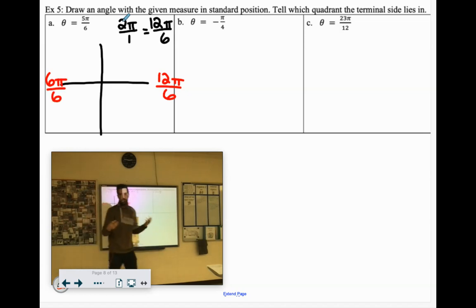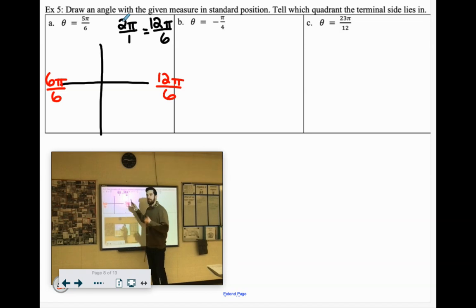Right? And I know that these can all be reduced, right? 12 pi over 6 is 2 pi, which is a full rotation. 6 pi over 6 is 1 pi, which is 180 degrees. I know, I get it. But this will help us figure out where 5 pi over 6 is going to fall. So halfway between 0 pi or 12 pi, well, we're going to think of it as 0 pi initially. Halfway between 0 pi over 6 and 6 pi over 6 would be 3 pi over 6. So each quadrant is going to be 3 pi over 6. So this would be 9 pi over 6.